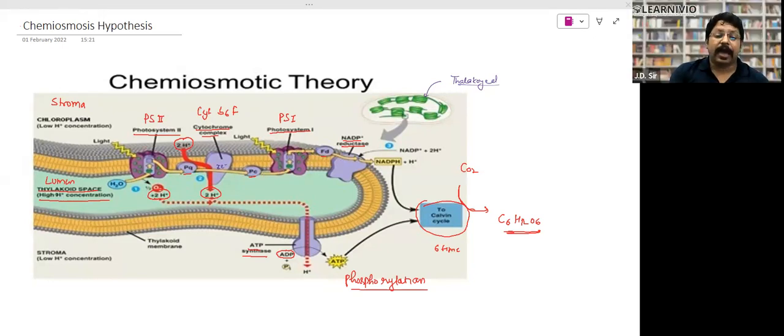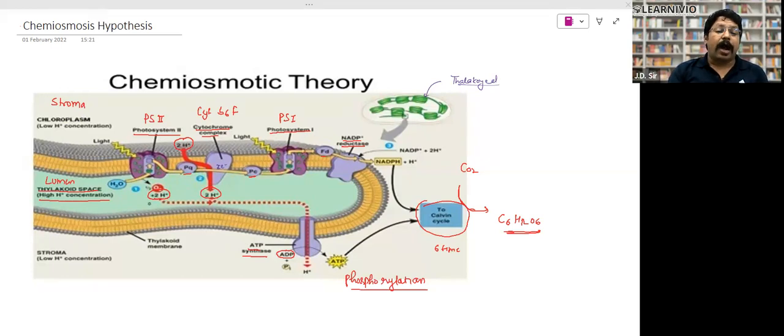Now inside the lumen, means inside the space of the thylakoid, the hydrogen ion concentration will increase. And outside, that is the stroma, the hydrogen ion concentration is low. So there is a gradient of hydrogen ion concentration between the stroma and the lumen of the thylakoid. The thylakoid lumen will have more hydrogen ion concentration, and the outside stroma will have low hydrogen ion concentration.